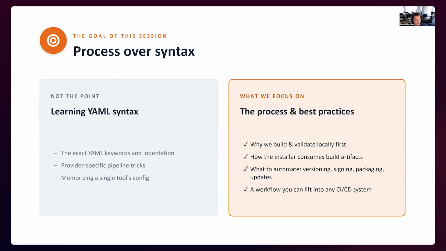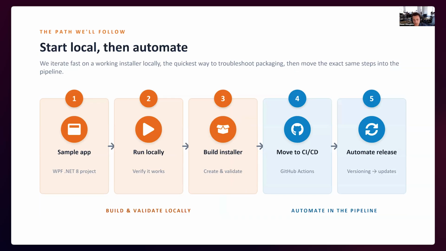In today's webinar, the goal is not to learn syntax. Instead, we'll focus on the process and best practices behind installer automation, based on our experience of what we've seen so far. We'll start by creating and validating an installer locally. Usually that is the fastest way to iterate and troubleshoot packaging issues. Once we have a working installer, we'll move the same process into the automated build pipeline, which may include versioning, code signing, installer creation, and the update configuration file that is used by the updater to detect if a new version is available or not.